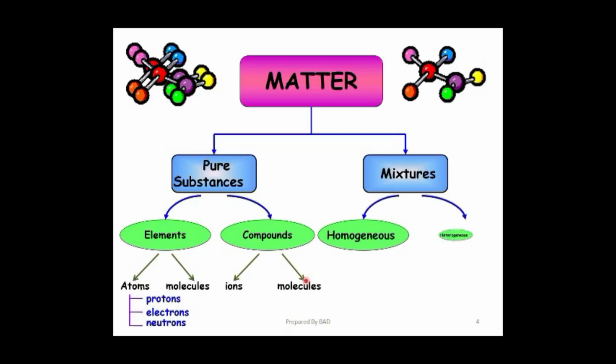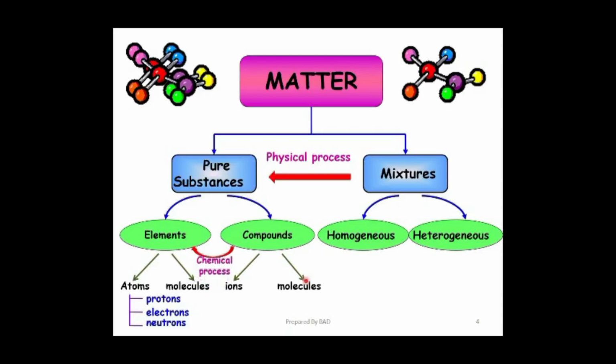For mixtures, there are two types: one is homogeneous mixture and one is heterogeneous mixture. For mixtures, there is a physical process from mixtures to pure substances. Same as compounds and elements, there is a chemical process. So there are differences between physical processes and chemical processes.